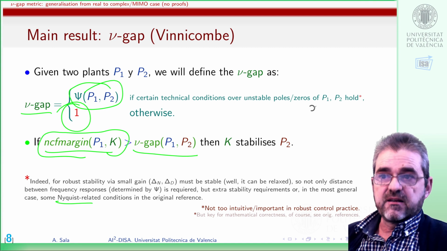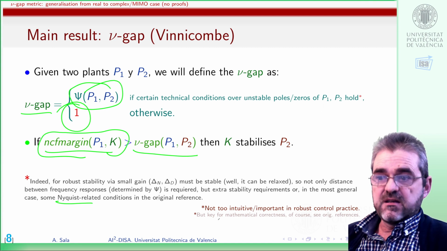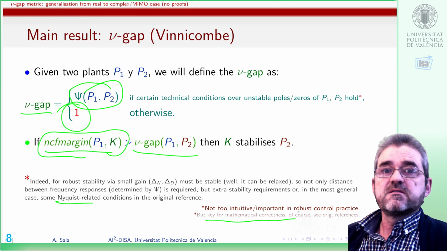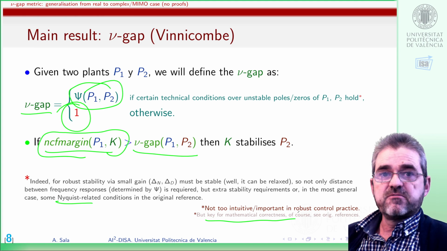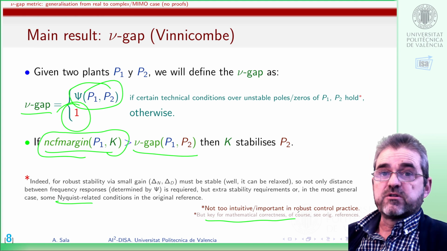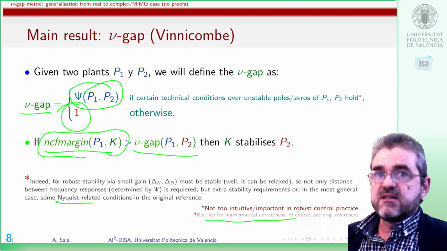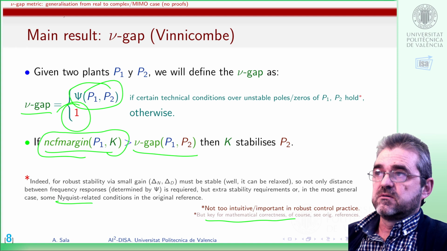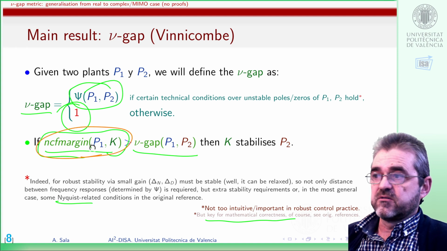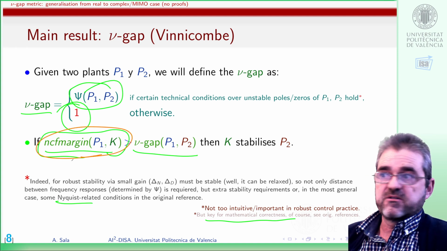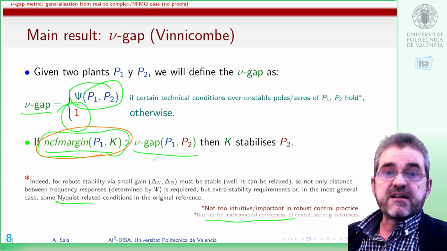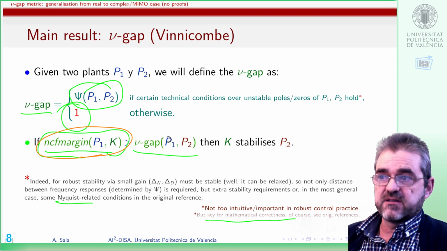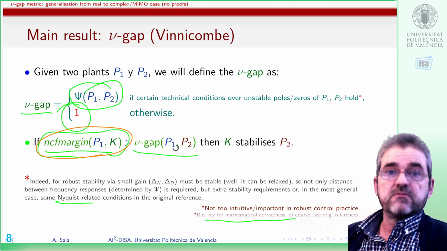As I said, these technical conditions are key for mathematical correctness of all this discussion, but they are not really intuitive and important in robust control practice. Our goal will be designing controllers with a good enough margin, so the greater the margin, the larger the ball of uncertainty in this nu gap we will be able to tolerate.